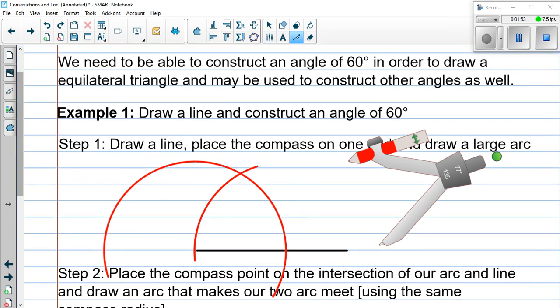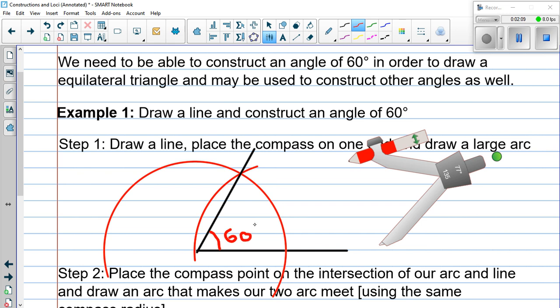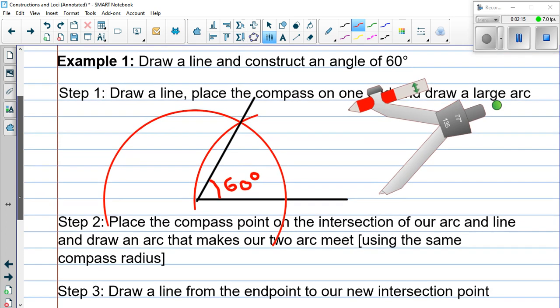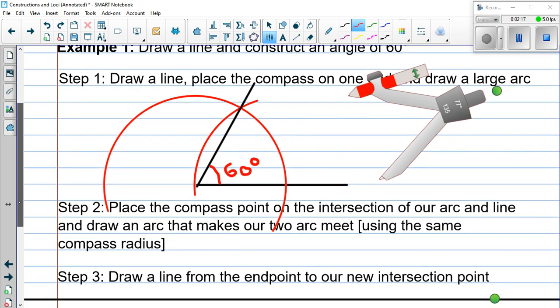We've done everything we have to do with the compass. Now we have to connect our line up to that point. And that is actually going to be 60 degrees, so we can write that in: 60. If you don't believe me, grab your protractor and check. I'm going to leave that there for a second so you can check your work.